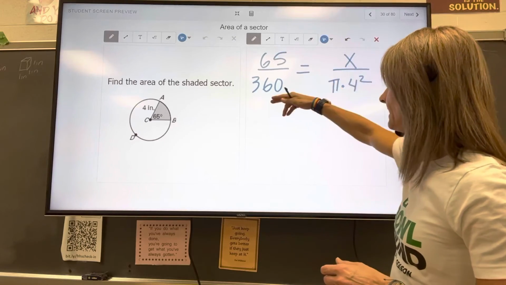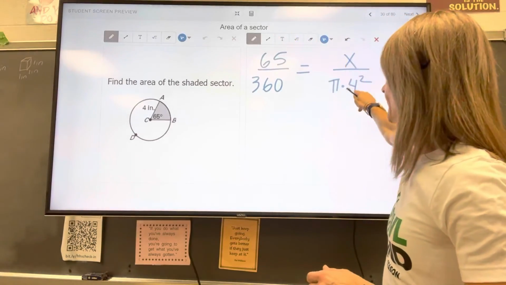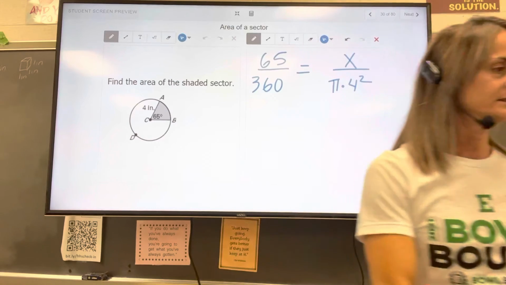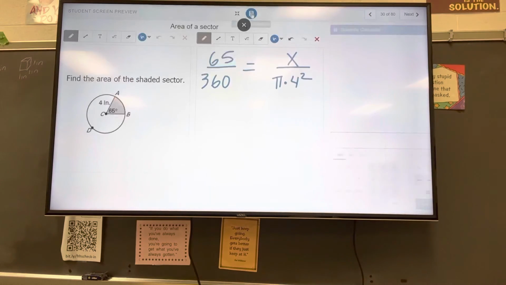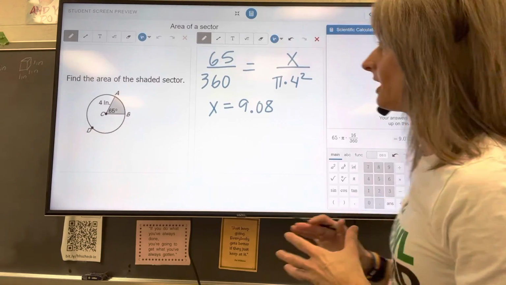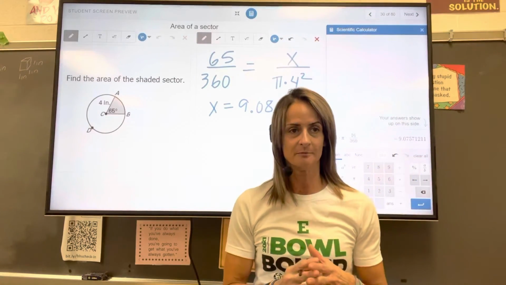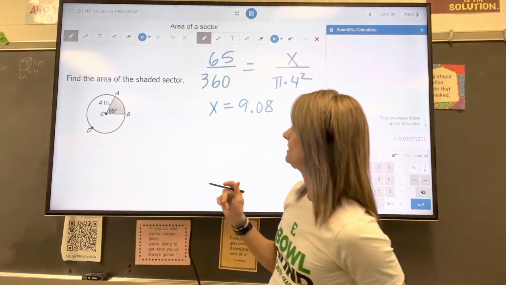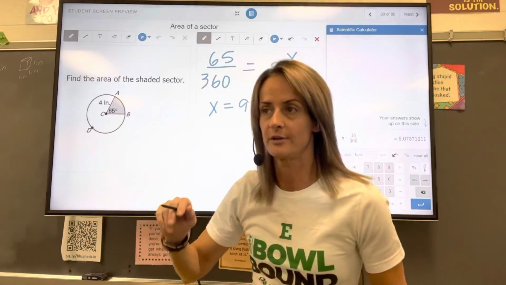Then I'm going to cross multiply and divide, so it'll be 65 times pi times 4 squared divided by 360. I won't write it out this time. You can write it out if you want. And I am getting the area of the sector is 9.0. I'm going to round it to an 8. Now, since this is part of the area, this is an actual area problem, the units are going to be inches squared.